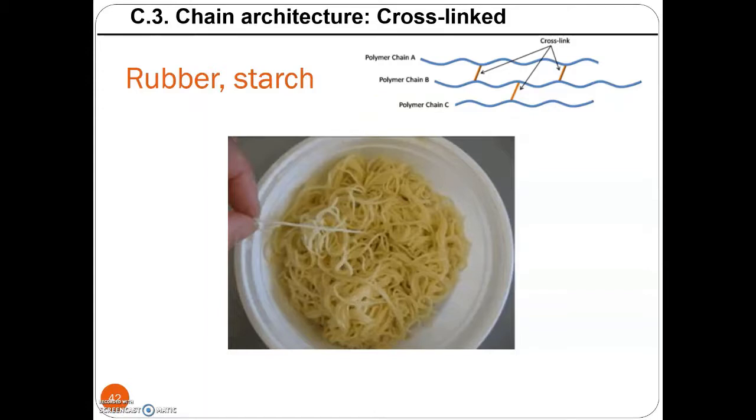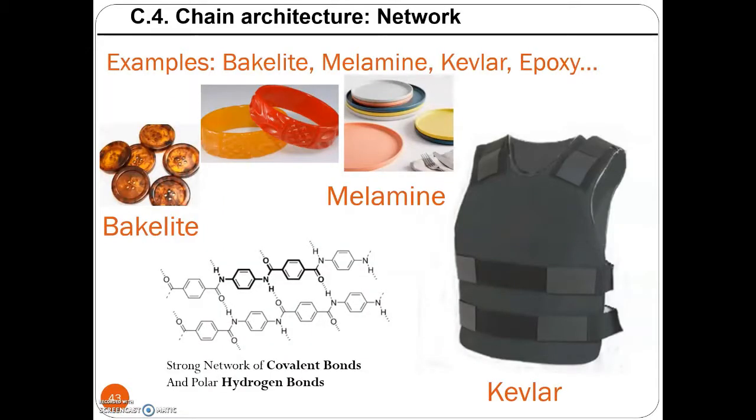Okay. Now, if I continue, as I said before, if the number of cross-links increases, we obtain a network, and this is the fourth category of chain architecture polymers. Examples of this category are what we name bakelite, melamine, Kevlar, and epoxy.